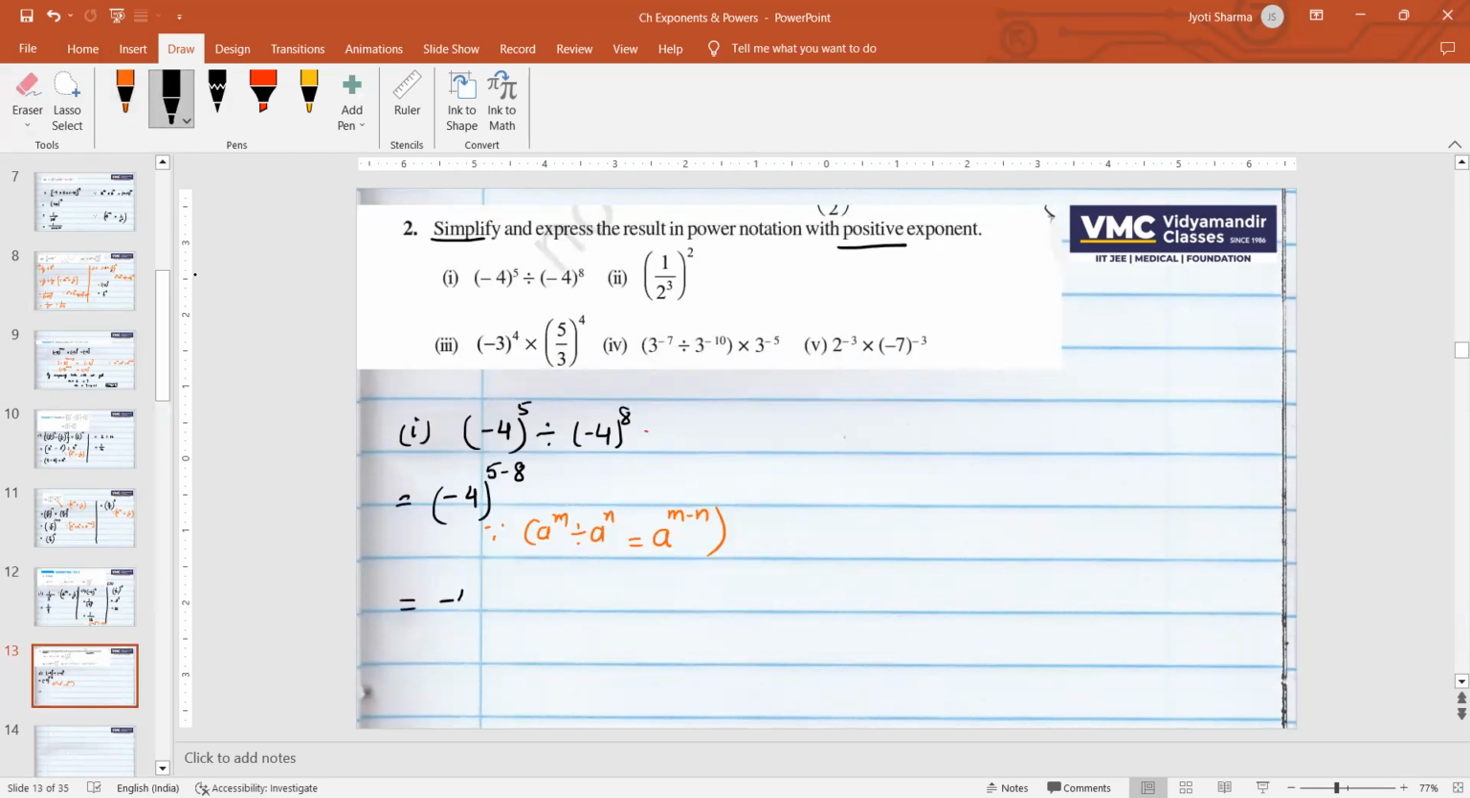Hence, minus 4 raised to the power minus 3. Question is saying leave it in the positive one. Minus 4 will be in the denominator. Power will become negative to positive.